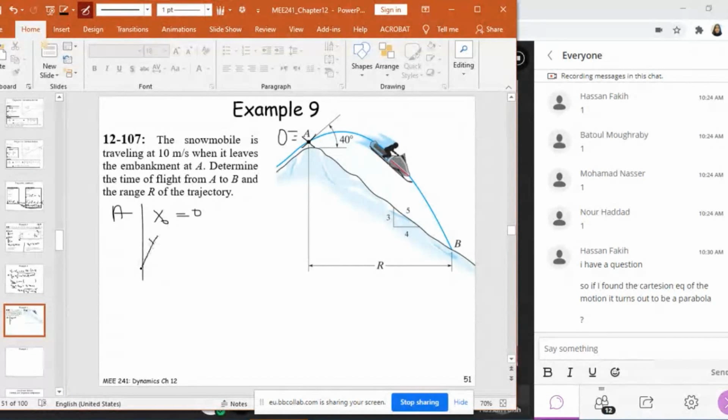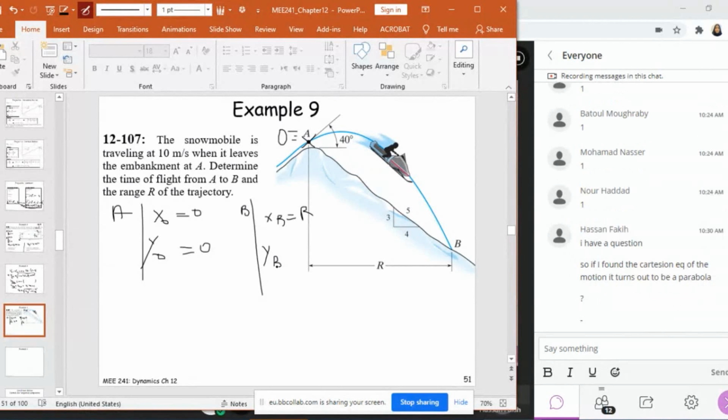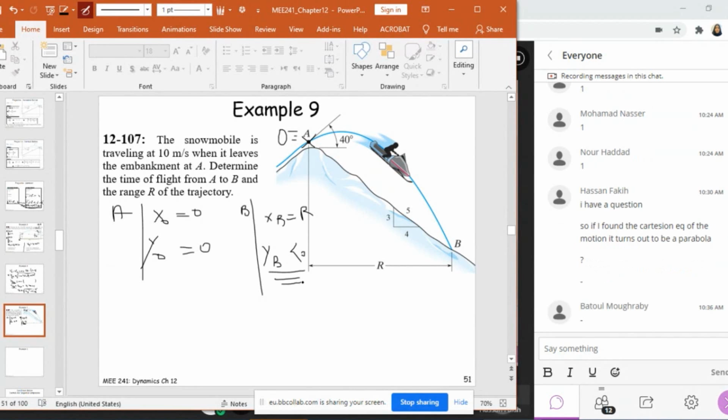And y0 is equal to 0, all right? And what about B? B, xb is equal to r. And what about yb, guys? Is that positive or negative? What do you think? yb is what, guys? Are you listening? Yes, it is negative. Guys, this is a very important note here, all right? So yb is negative. So at A, x is equal to y is equal to 0.